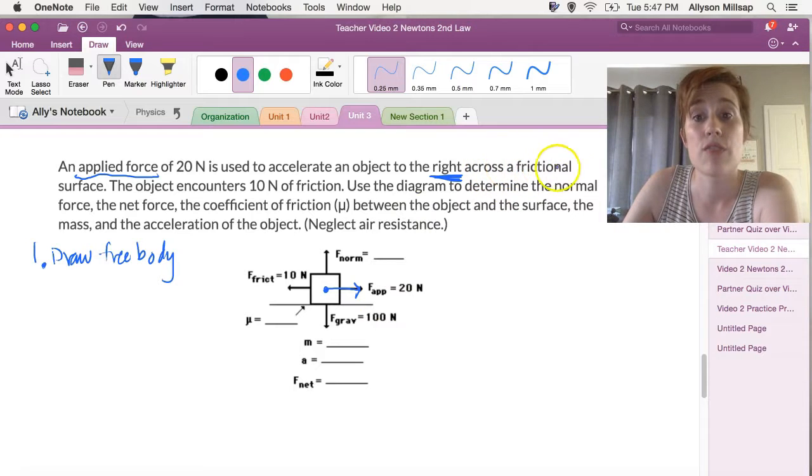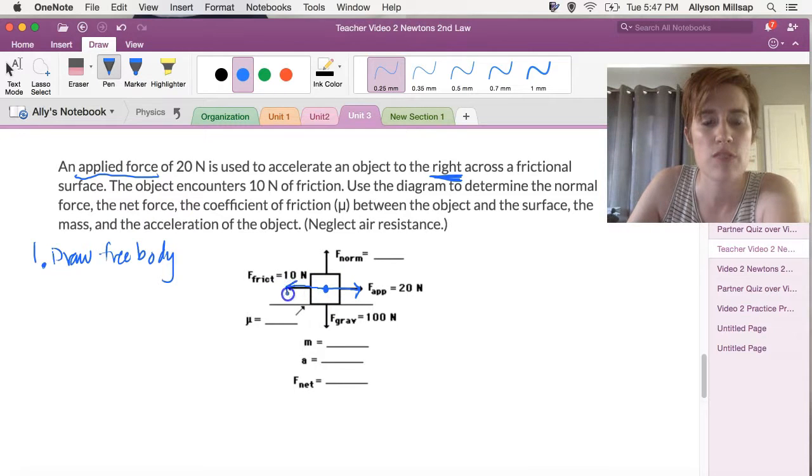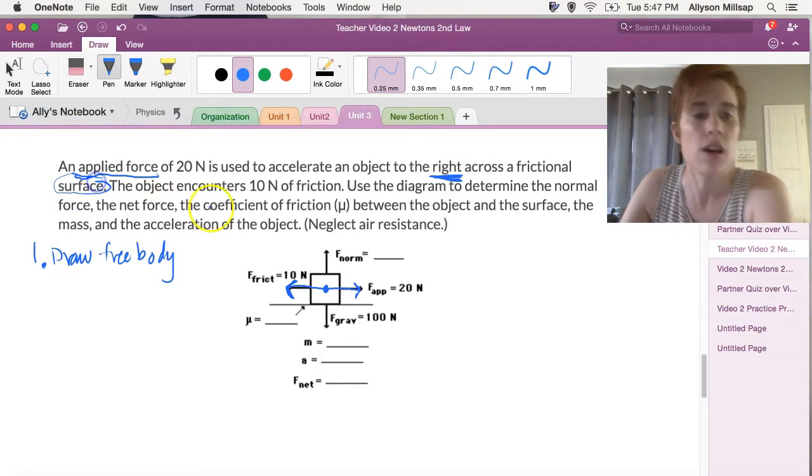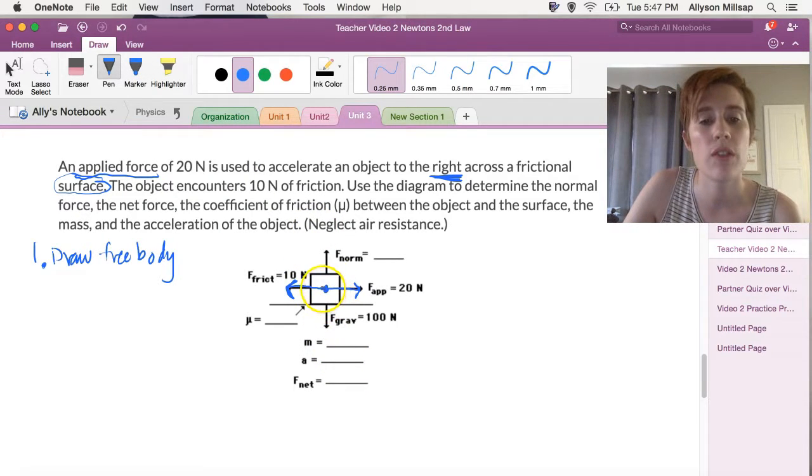And it's across a frictional surface. That means there's friction. Friction is going to be moving the opposite direction of my push. So here's the force of friction. And then that's it. It says neglect air resistance. Well, it doesn't say floor, it says surface. So if my object's being pushed on a surface, we know that there's a normal force at play. And of course, we obviously know that there's the force of gravity. So that's what you need to do first.